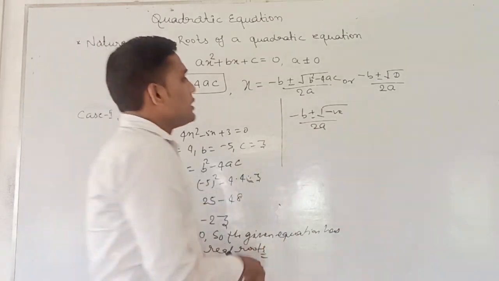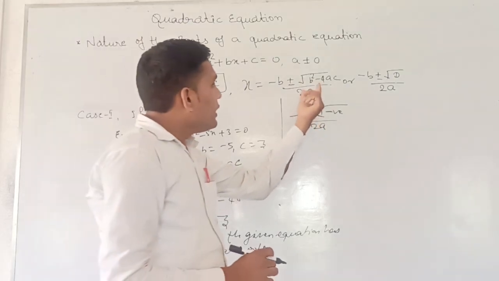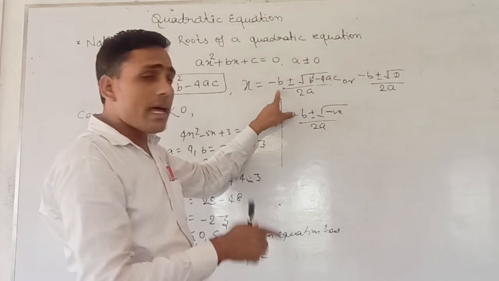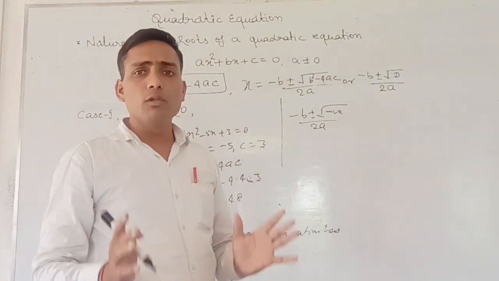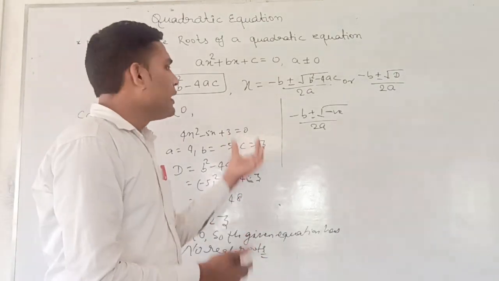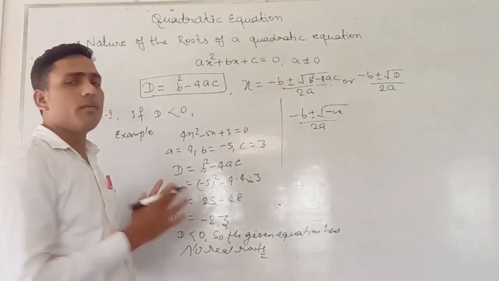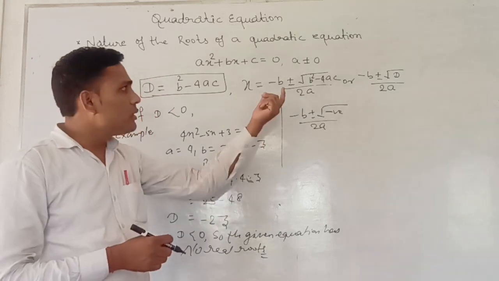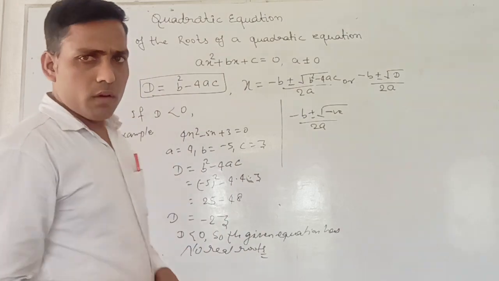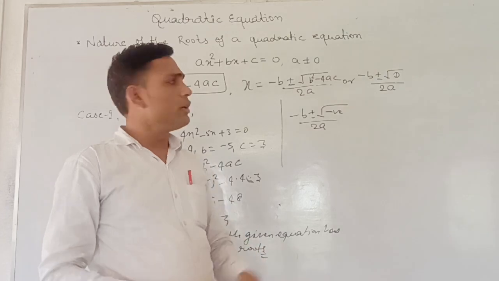Similarly, we can take D greater than 0 also. Suppose D is greater than 0, so b square minus 4ac is greater than 0, so it has two real roots but unequal, two distinct roots. We can take examples also, but by this process we can find these kinds of values, and this is the nature of the given quadratic equation. Using the quadratic formula, we can find the nature of any given equation.